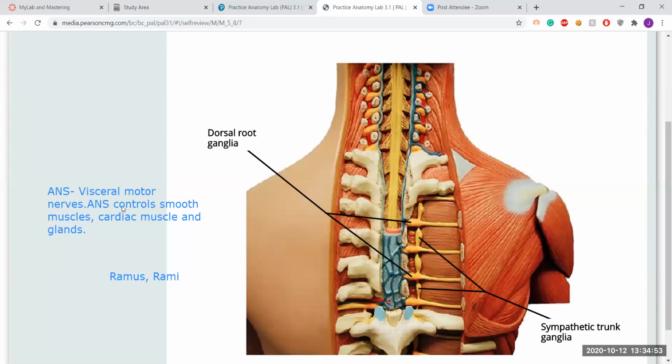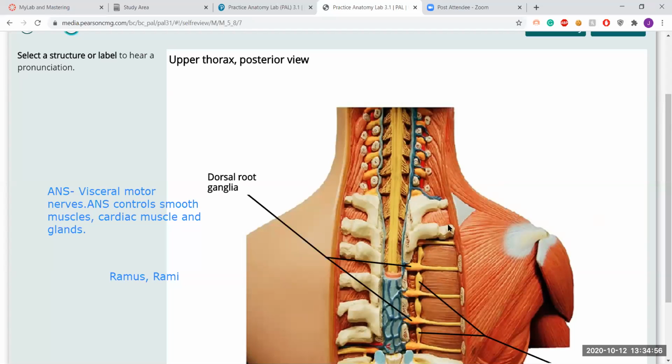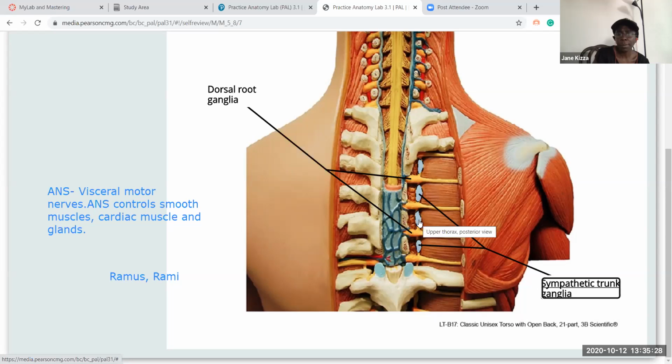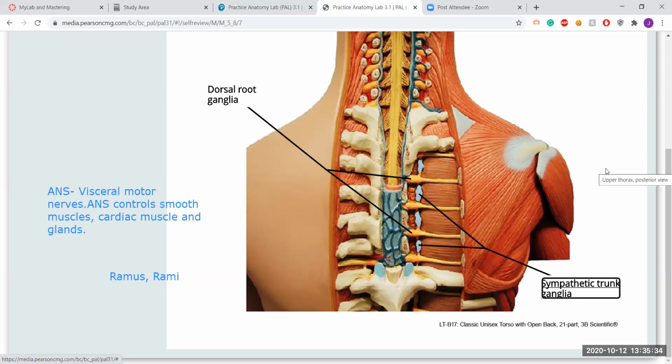In the model now, you can see properly. You see? This is the sympathetic trunk and ganglia. So these bumps are the ganglia, and whatever is connecting them, that is the chain. Okay. This is dorsal root ganglia. Dorsal root ganglia are sensory ganglia, and sympathetic trunk ganglia are autonomic ganglia.